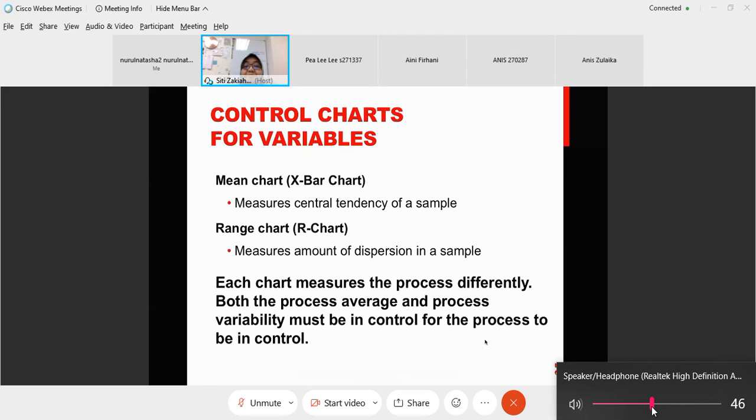Okay, so kita tengok each chart measures the process differently. Both the process average and the process variability must be in control for the process to be in control. Yang ni, data ni dia perlu dua chart untuk menunjukkan sama ada the process is in control or out of control.